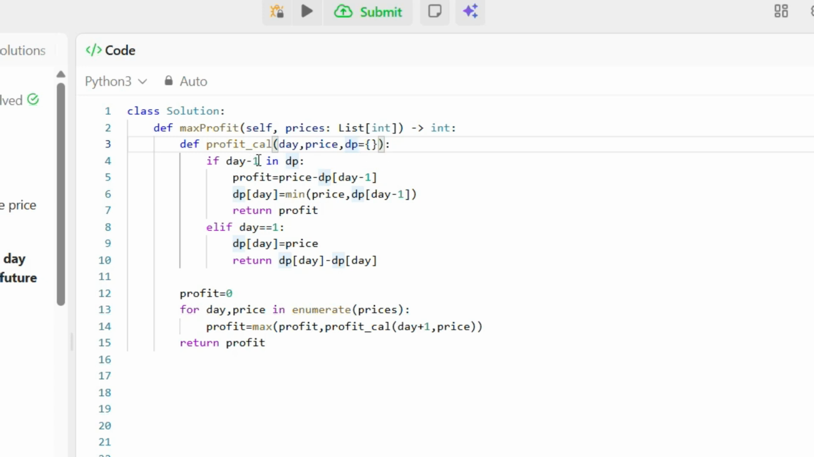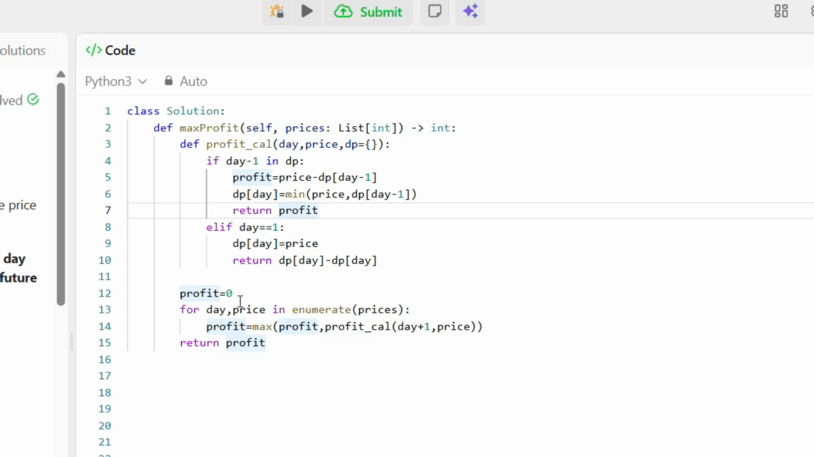Day minus 1, the previous day's results are there. Then the current day price minus the previous day price is nothing but the profit, and I am storing the previous minimal price, the previous day minimal price, and returning the profit. If it is the first day itself, the previous price is not there, so I am storing the price. If you are selling on the first day, you get 0.